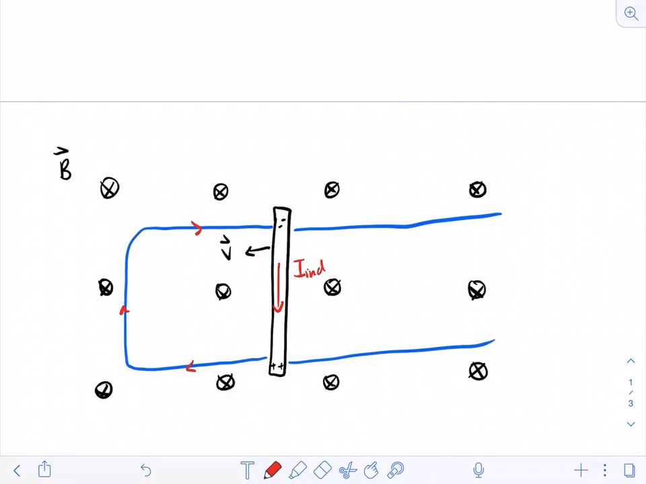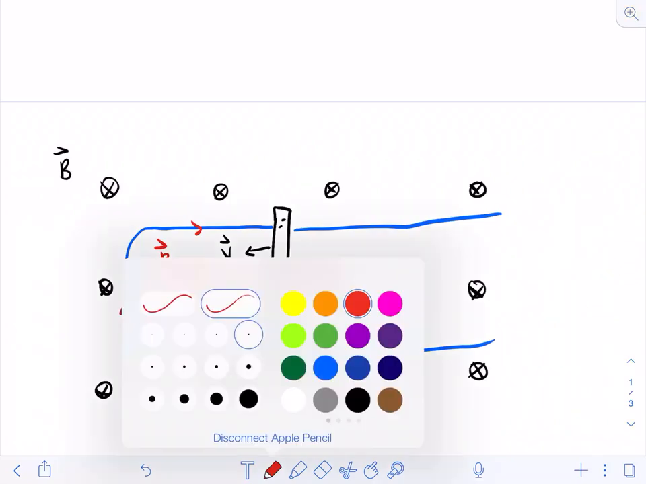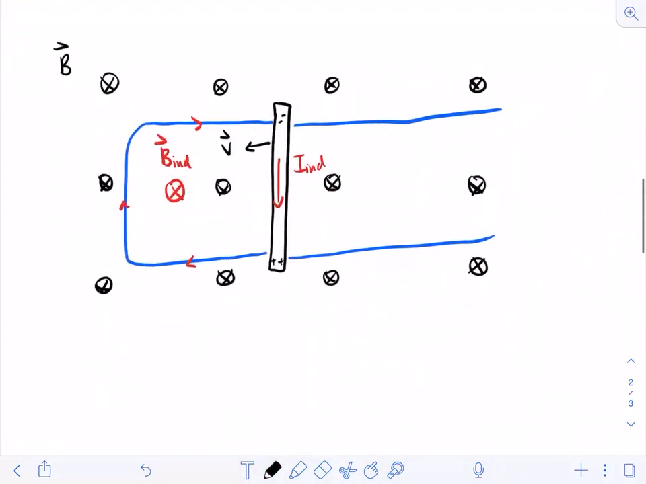And so now if we do the right-hand rule, we curl the fingers of our right hand so that they're curling in the clockwise sense. Our thumb points into the screen and we get a B induced, due to the induced current, that's in the same direction, in this case, as the original magnetic field B.